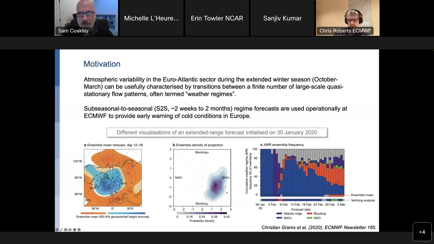The middle plot is showing the same forecast, but now it's showing some ensemble probabilistic information as this density map in this phase space spanned by the first two leading EOFs of geopotential height anomalies. So you can see here that on the x-axis, it's this first EOF, which is representative of NAO positive or NAO negative conditions. And similar to the first plot, this forecast is weighted towards positive NAO conditions. And then lastly, this is another way of visualizing the same information, but now showing the ensemble members categorized into each of these four different regimes. And again, you can see that in this forecast, there's a clear signal of positive NAO conditions throughout the first few weeks.